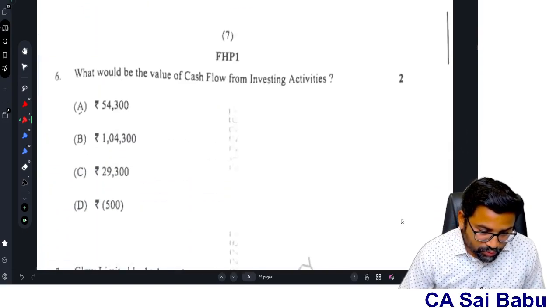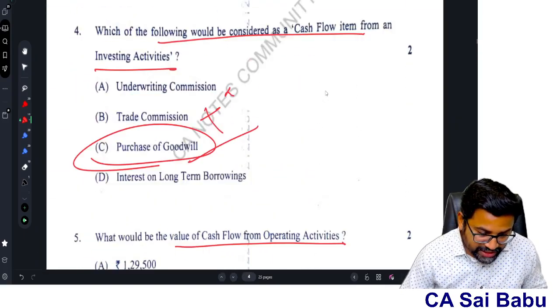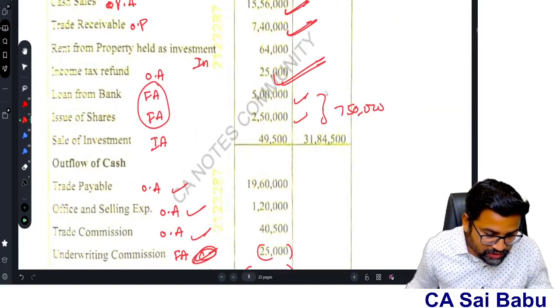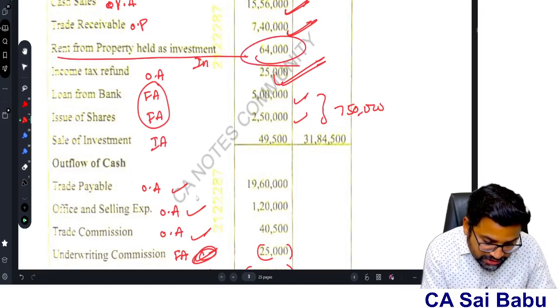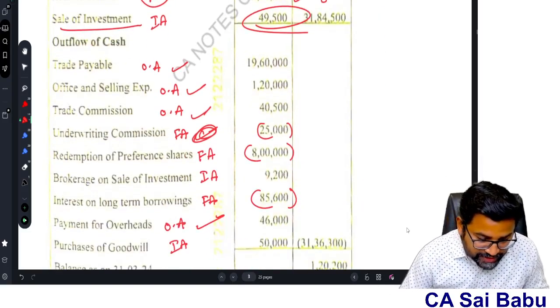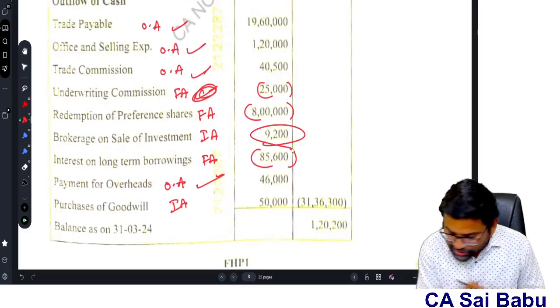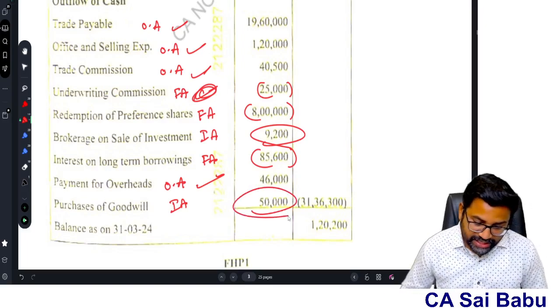So next, what would be the value of cash flow from investing activities? Very simple. What are the investing activities here? So see the investing activity. As far as the inflows is concerned, rent from property held as investment 64,000, and also sale of investment 49,500. So 2 inflows. As far as the outflows is concerned in investing activity, brokerage on sale of investment 9,200. Only one, and purchase of goodwill. This is also investing activity 50,000.